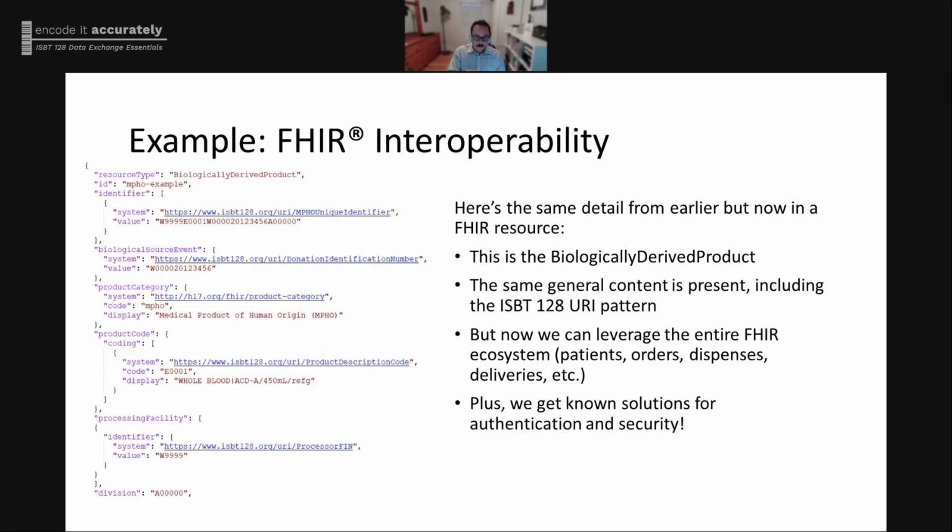Here on the screen is the same information as in the previous XML example, now represented as a FHIR JSON object. With this model, the product data fits into the broader healthcare ecosystem, while authentication and security are already standardized and implementable by software developers that do not have specialized healthcare training. That allows you to build this infrastructure much more rapidly because the available pool of people that can do the work is much greater.